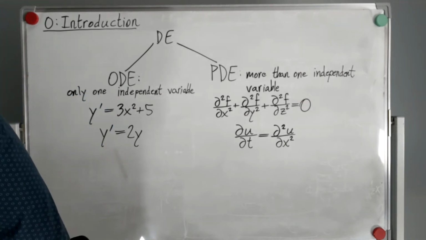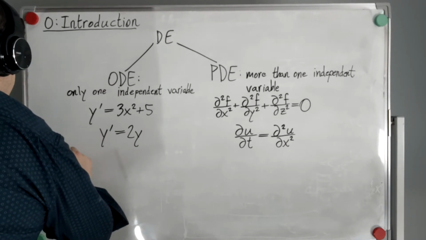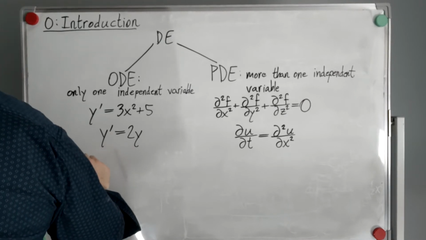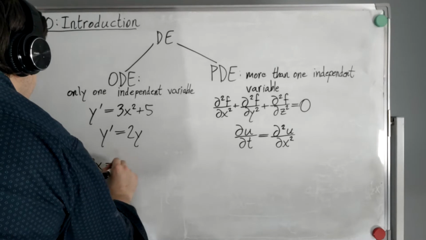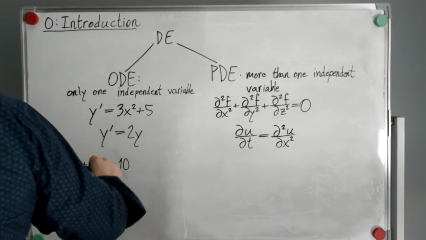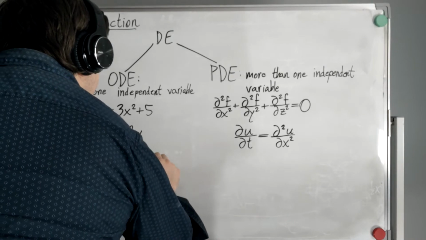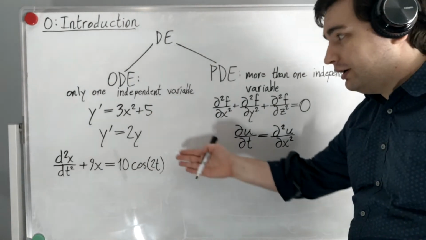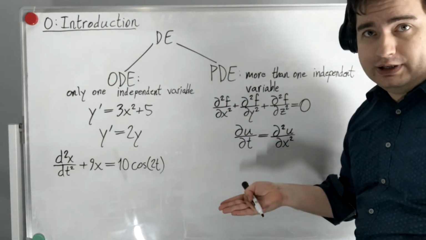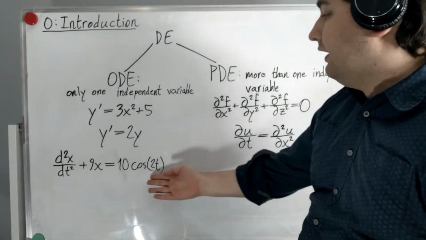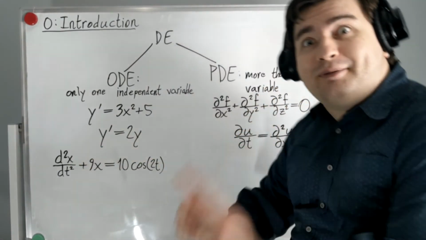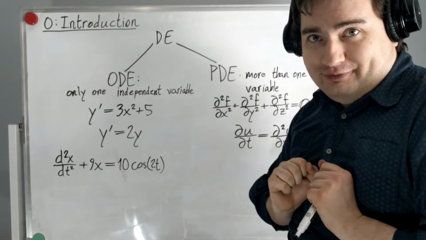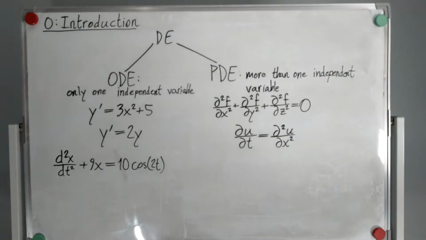Okay. And then we could have an ordinary differential equation that looks like d squared x dt squared plus 9x equals 10 cosine of 2t. All right, that's a little bit harder than the previous two examples of ordinary differential equations, but again, the theme is the same. X is the dependent variable in this case. T is the only independent variable, okay? The only variable that x depends on.